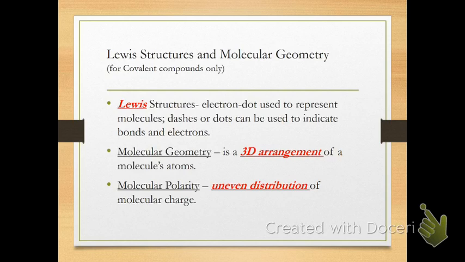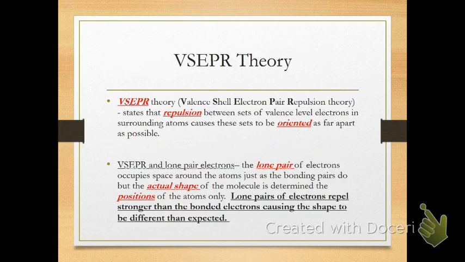Okay? What governs our shapes is something called VSEPR Theory, which stands for valence shell electron pair repulsion theory, which basically in a nutshell states that the repulsion between sets of valence electrons surrounding an atom cause those to be oriented as far apart as possible. Because we have electron repulsions, because they're both negative, so the structure pushes itself as far apart as it possibly can to minimize those repulsions.